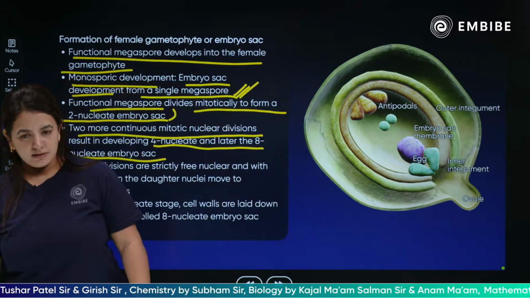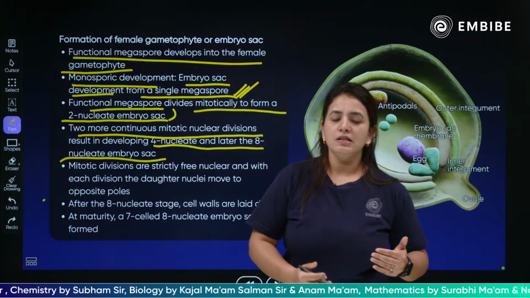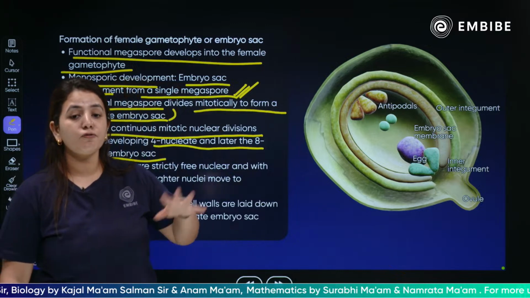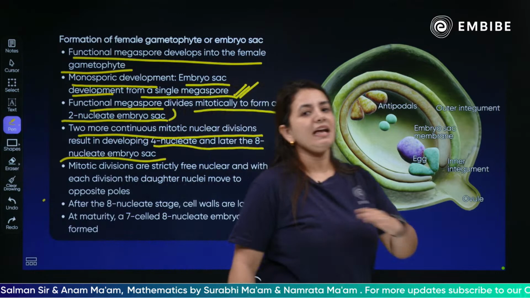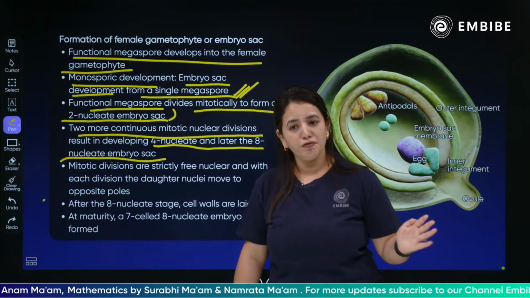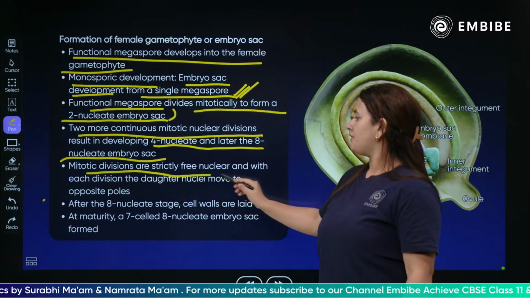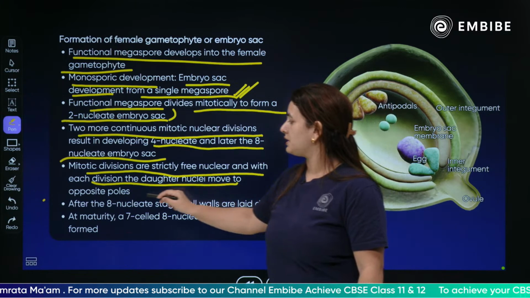So continuously the functional megaspore will keep on dividing, will create a 2 nucleated stage, then after that a 4 nucleated stage, and after the 4 nucleated stage, an 8 nucleated stage will be formed. Mitotic divisions are strictly free nuclear, and with each division the daughter nuclei move to the opposite poles.